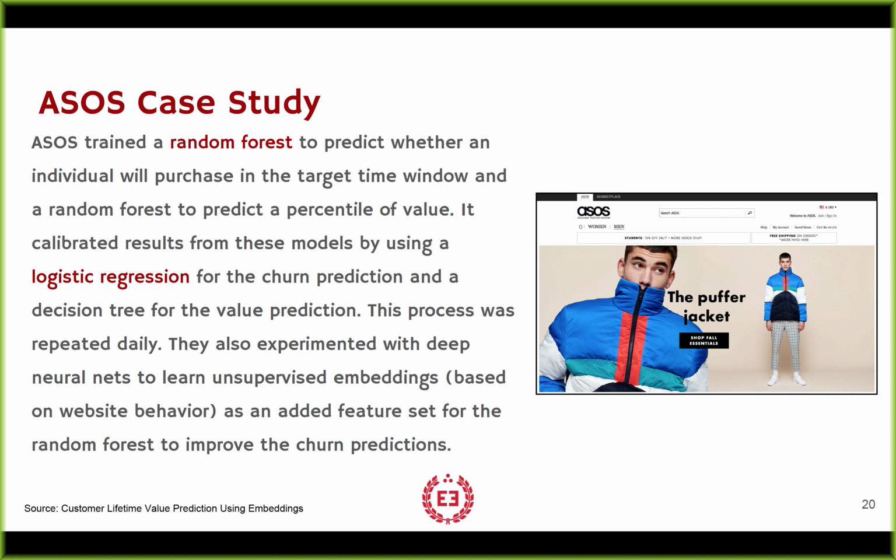The second example is from ASOS. So they're also an e-commerce clothing company. They also use random forest. Random forest seems to be the nice balancing point between, and if you go read this paper about another source there, customer lifetime value prediction using embeddings, random forest seems to perform predictively well enough, and it's scalable enough to justify using it over other approaches. So in this paper, they also talk about the fact they tried to go down the deep neural net approach. They tried to use deep learning.